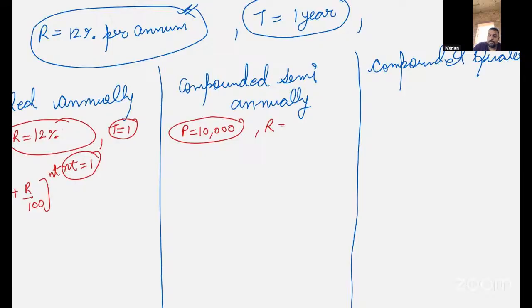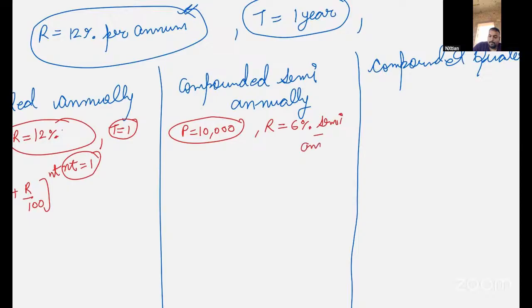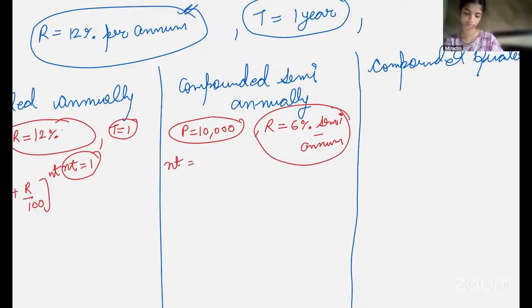So 12 divided by 2 is 6%. You have to understand this, okay? And how many times? What is the value of NT in this case? Like 2 times you are applying the interest. Two times. The NT will be 2.